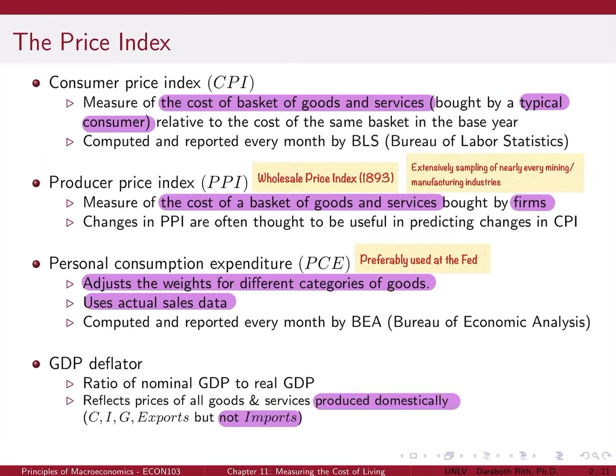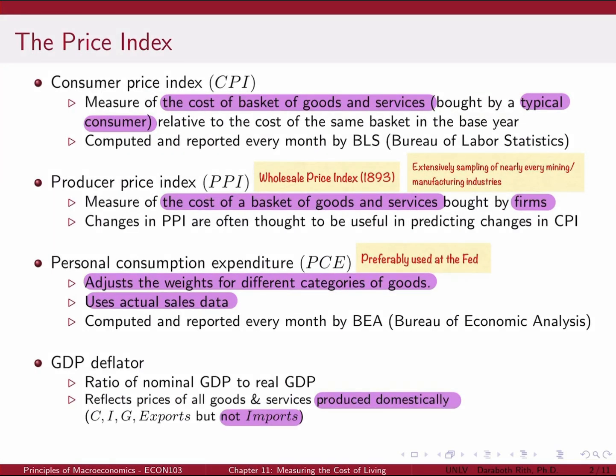First, let's examine the CPI. It measures the cost of a basket of goods and services typically bought by consumers relative to the cost of the same basket in a base year. The CPI is computed and reported by the Bureau of Labor Statistics, BLS, and is commonly used in economic studies as a key price index indicator.